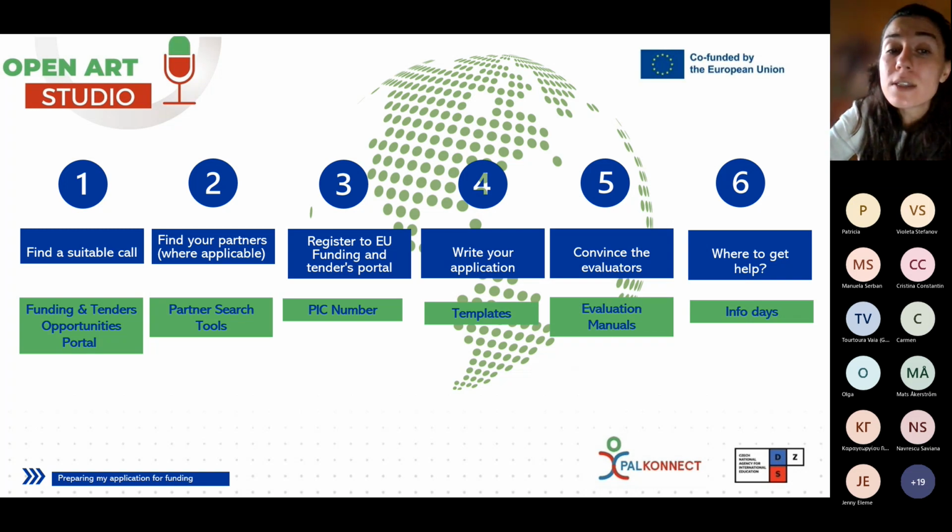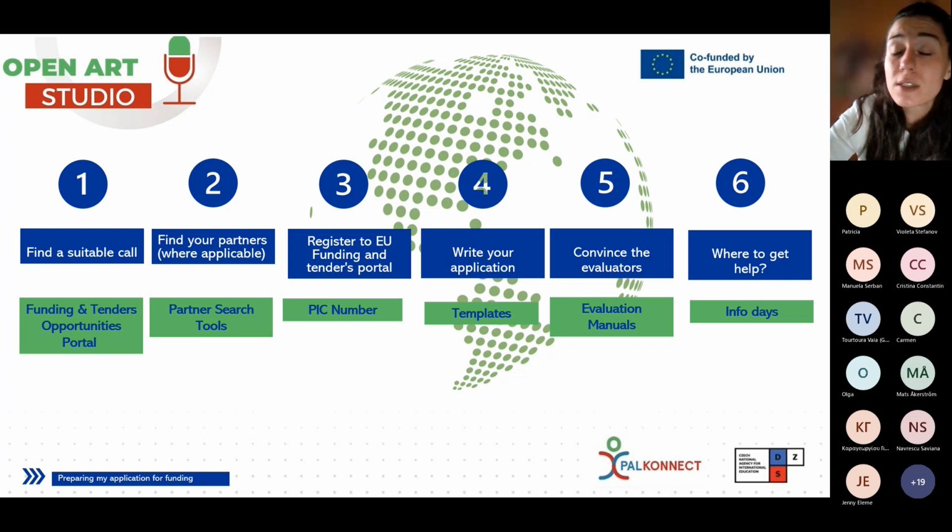The fifth step is to convince the evaluators. For that part, under the calls there are also the evaluation manuals. In these manuals are described the procedures that the evaluators follow in order to assess your application. It also describes the grade that each part of your application will receive, and the minimum grade that each part of your application can receive. So you need to be very clear when you write your application in order to convince them to approve it.